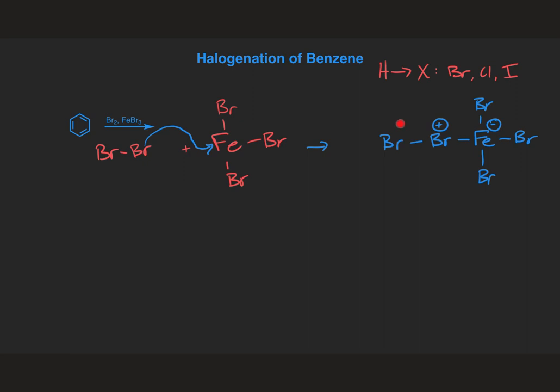And now this terminal Br is very electrophilic, and it's going to accept some electrons from the pi system here, and these electrons are going to kick off there. And generate this carbocation, which again is resonance stabilized.